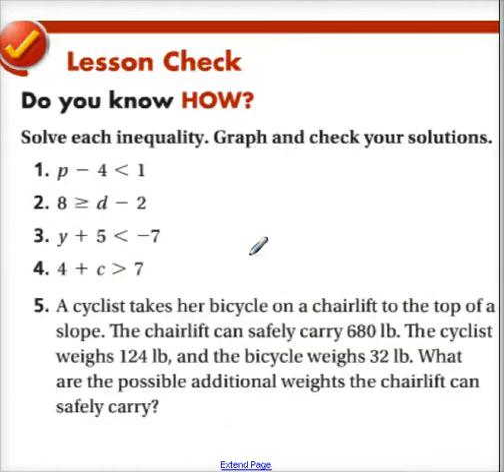All right, that is the end of our lesson, and it brings us to our lesson check. Please solve each inequality. And number 5, you are writing your own inequality and solving.